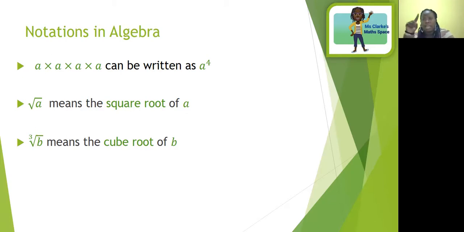And then we have that little sign there. That sign means square roots. So the square root of a, that symbol there, means the square root of a. And then we see that same symbol with a 3 on the outside, which would now mean the cube root of b. Okay, so those are some notations that we need to know. So we're introducing it early, so when we're seeing it applied to algebraic expressions, algebraic equations, we would know what they mean.